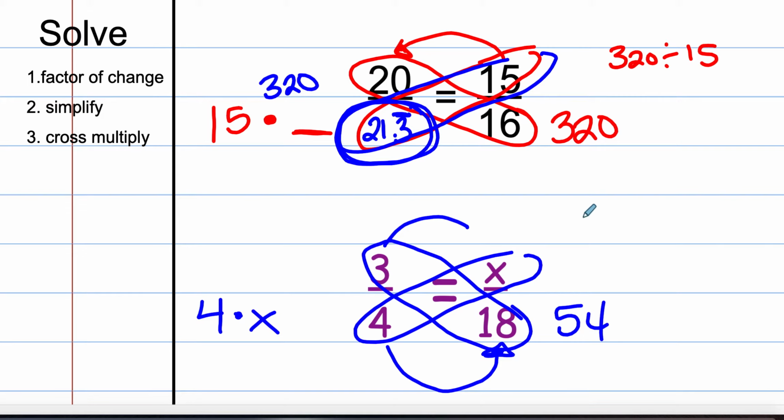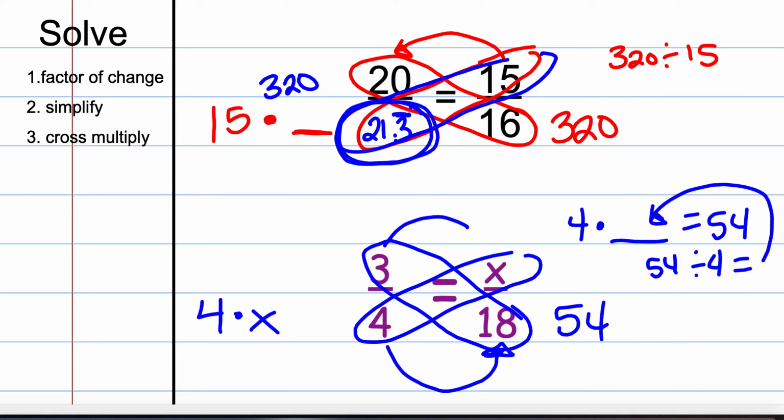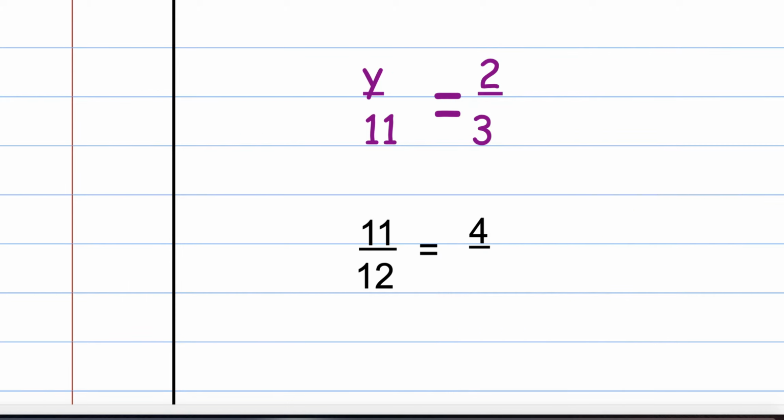So if I would have 4 times something has to equal 54, I can just take 54 divided by 4 to get that missing blank. So 54 divided by 4 gets me 13.5. So 13.5 is what's missing. Let's check it. 13.5 times 4 is 54. So you got it. So go ahead and try these two. Stop the video now.